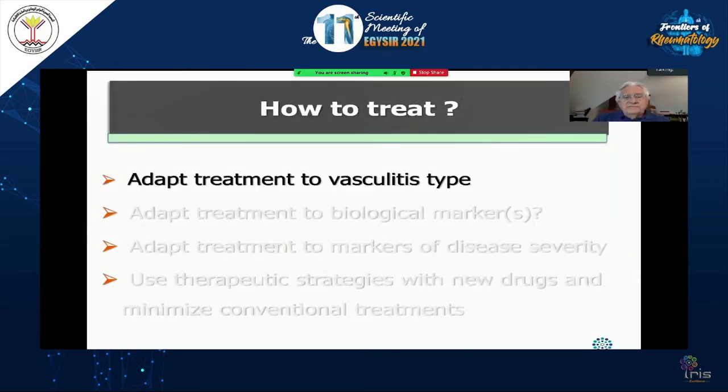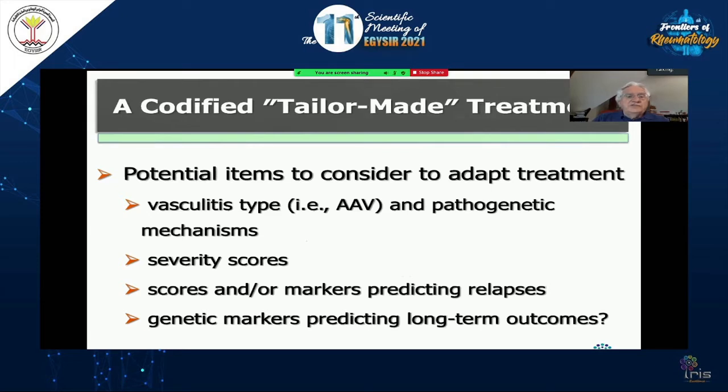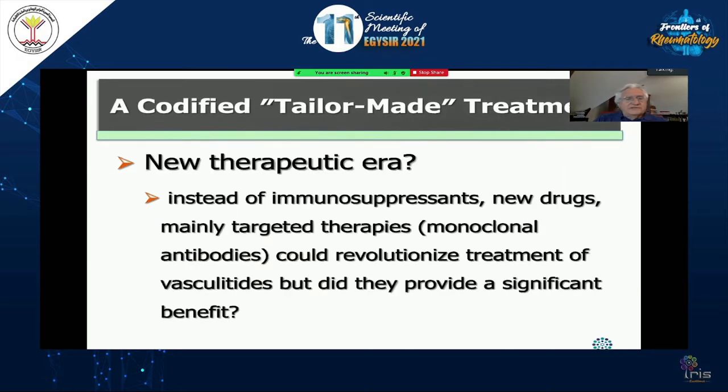How to treat now? We have to adapt the treatment to the vasculitis type. We do not give exactly the same treatment to a polyarteritis nodosa related to HBV, or to cryoglobulinemia related to HCV, and to ANCA-associated vasculitis. And the potential items to consider to adapt treatment are, in addition to the vasculitis type, the severity scores, and we'll come back to that point later, some markers predicting relapse, which is important to know for the long term, and some genetic markers which could have some interest in the future.